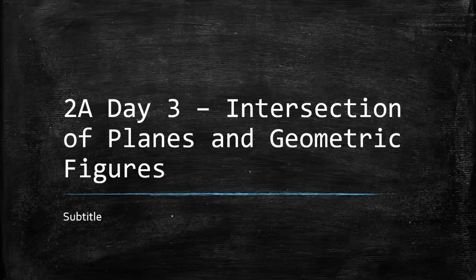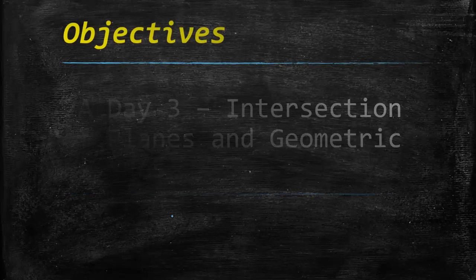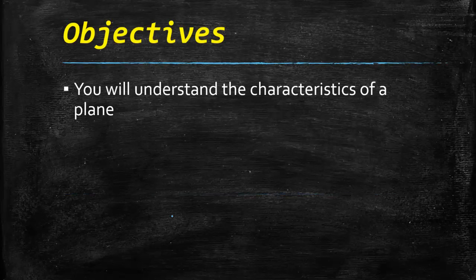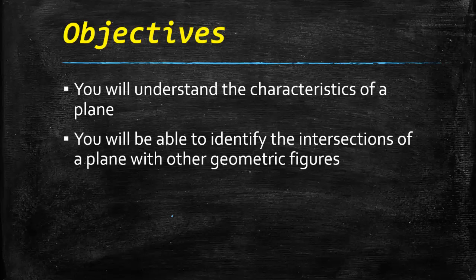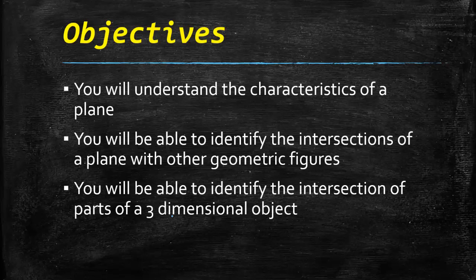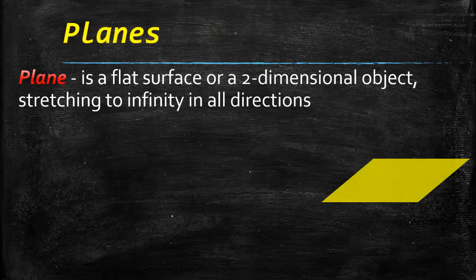So we're doing the final day of 2A, and this is intersection of planes and geometric figures. Your objectives are going to be: you will understand the characteristics of a plane, you will be able to identify the intersections of a plane with other geometric figures, and you will be able to identify the intersection of parts of a three-dimensional object.